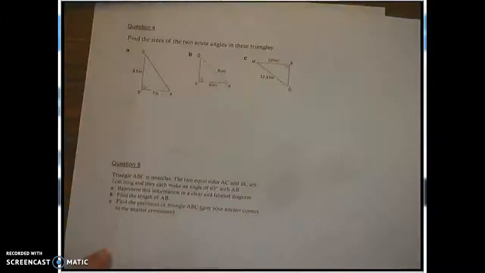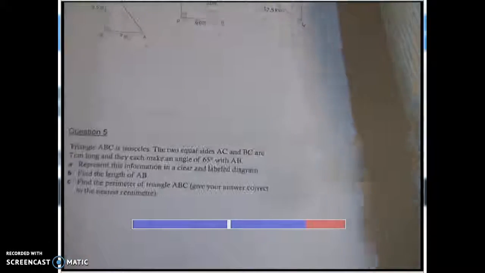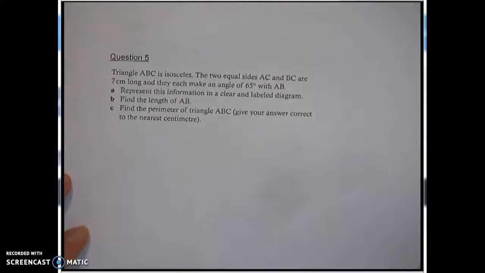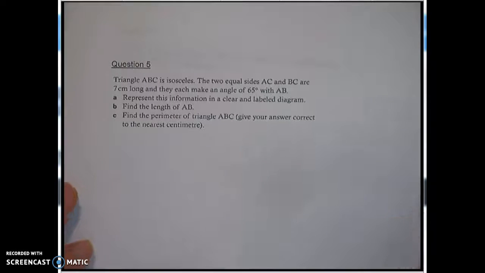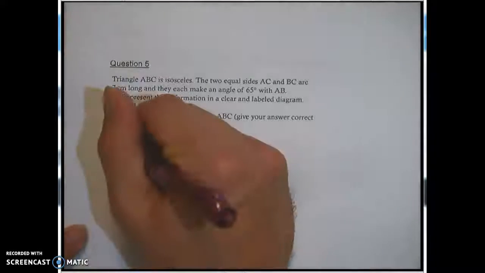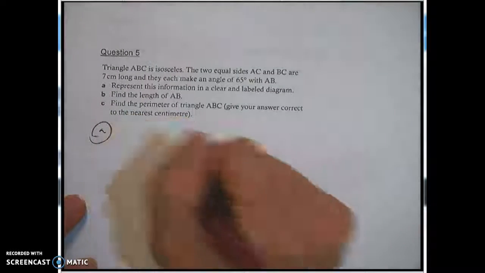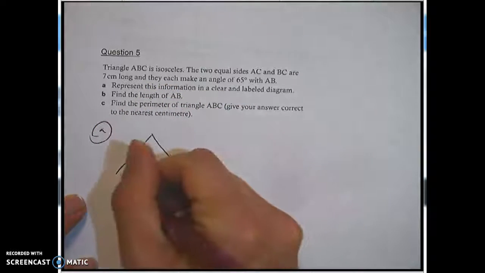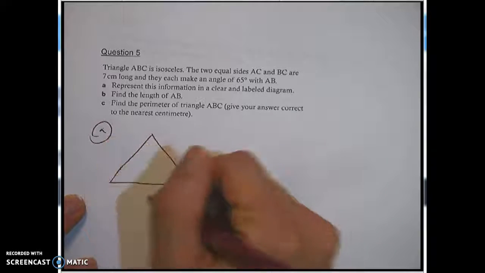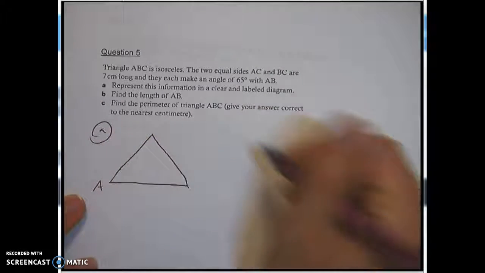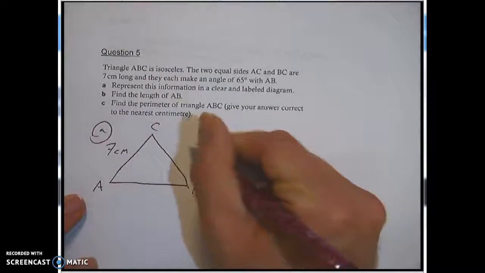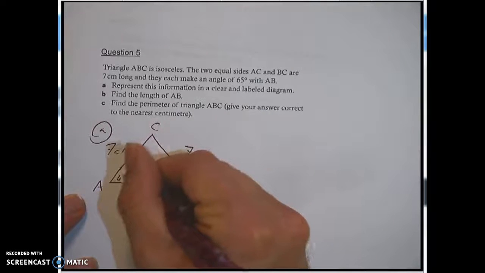If you've got an isosceles triangle, meaning that two sides are equal, sides AC and BC are each 7 centimeters long, and they each make an angle of 65 degrees with AB. So I'm supposed to draw a picture that represents this. So we've got AC, BC, and we've got a triangle here. So that means that AC and BC are each 7 centimeters long. And this angle is 65 degrees right here.